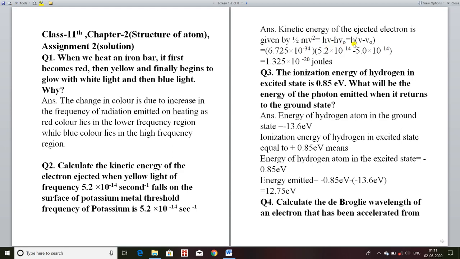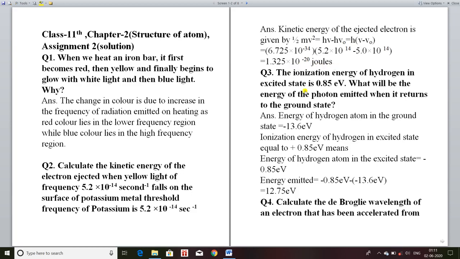Here we can take h as common, so h(ν − ν₀). Here ν is frequency and ν₀ is threshold frequency. Put values and it will be equal to 1.325 × 10^-20 joules.